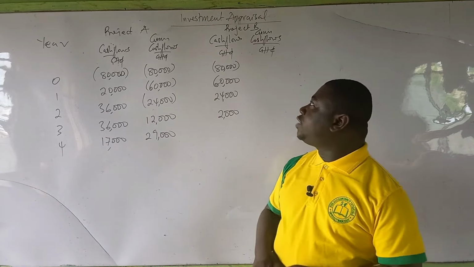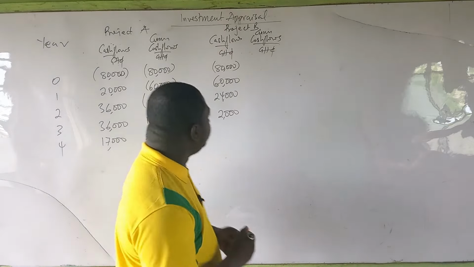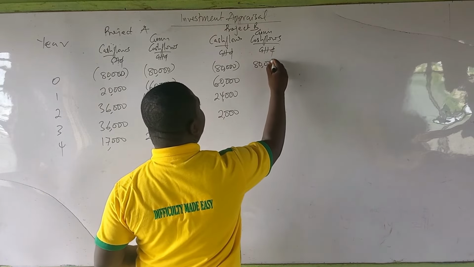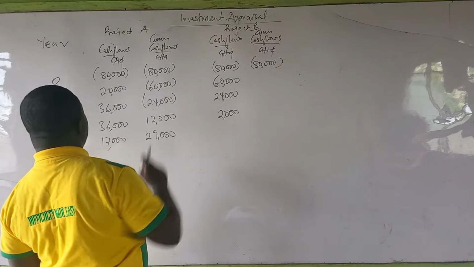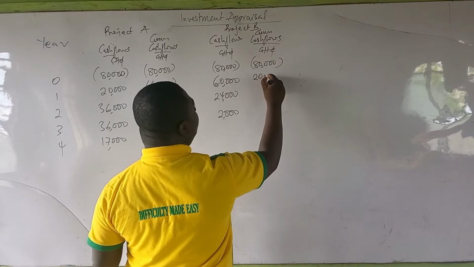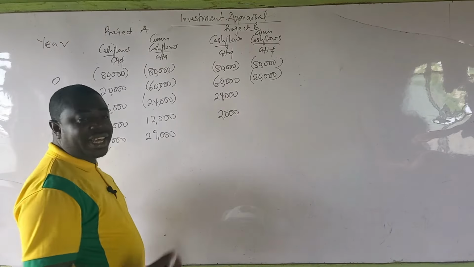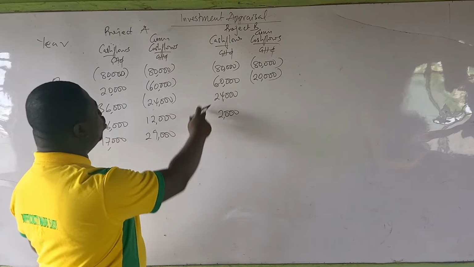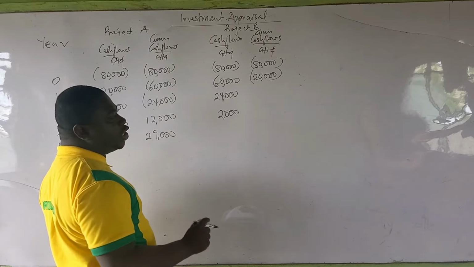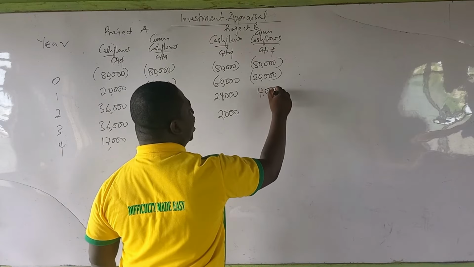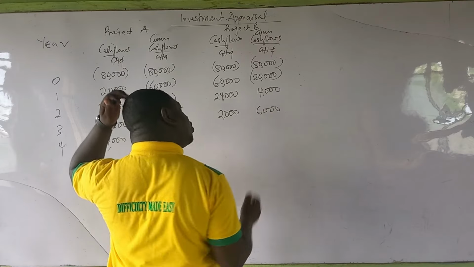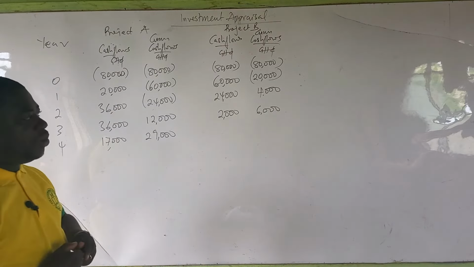Now let us look at the cumulative cash flow for project B. For project B, year 0 will still be 80,000 negative. But in year 1, we got a cash inflow of 60,000. And that is going to give us a cumulative cash flow of negative 20,000. That is what it means. And in year 2, we got a cash inflow of 24,000. So that can pay off all this 20,000 and still have a positive balance of 4,000. And then in year 3, when we add that, we have 6,000. So this is all about the payback period.